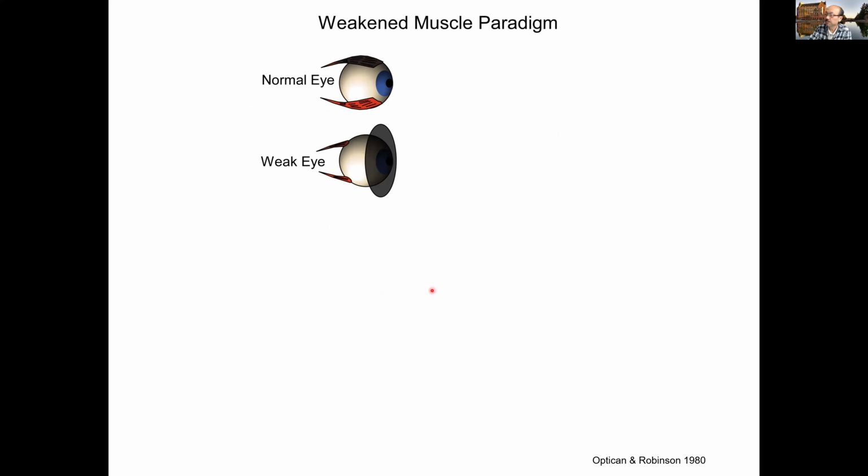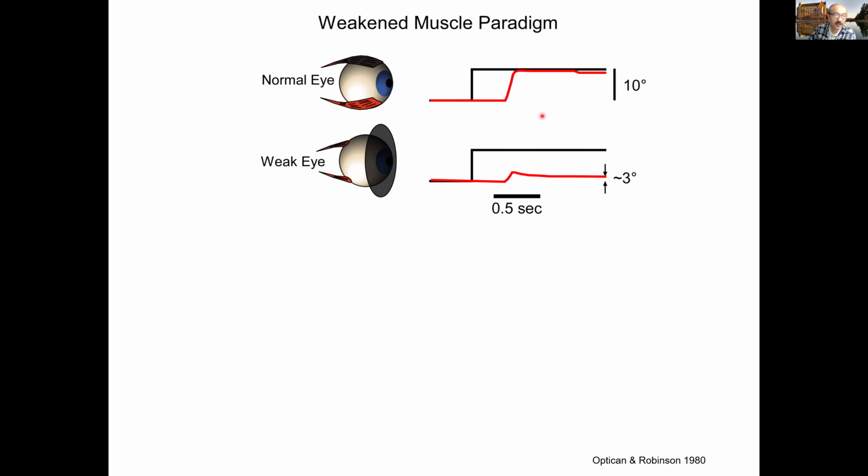Okay. So let's start by reviewing the study by Optican and Robinson in the 1980s. In this study, they performed a tenectomy on one eye, shown here as the weak eye. And this weak eye is patched after the surgery. And now the normal eye is the viewing eye. So what happened to the saccades?